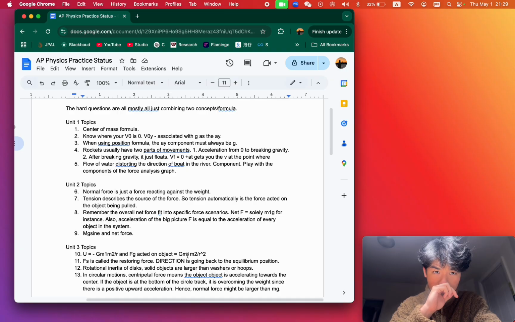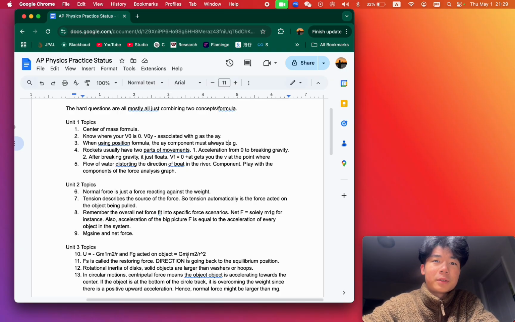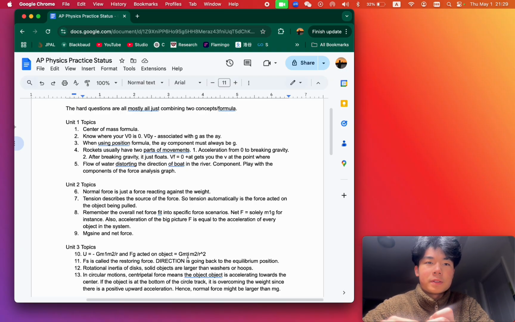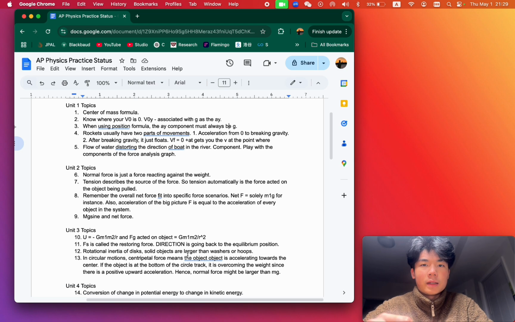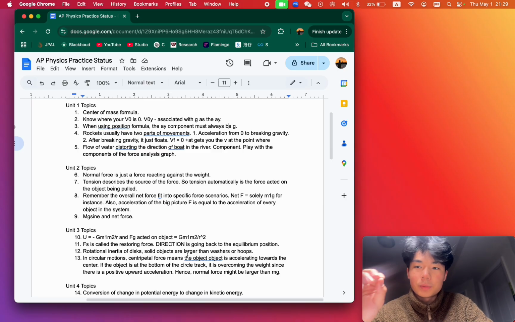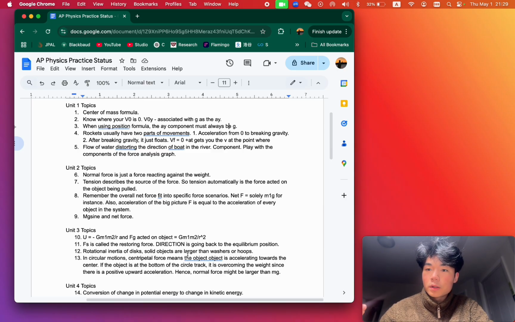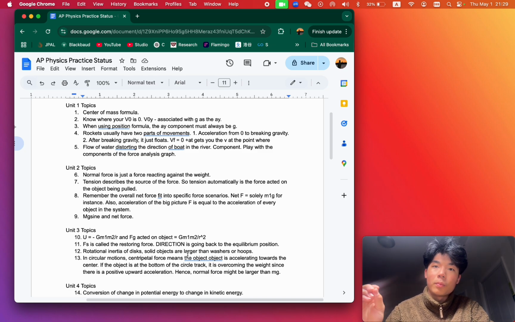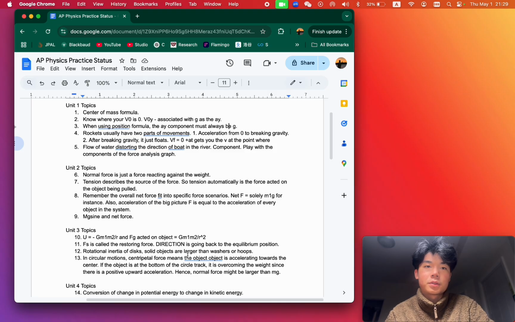meters per second squared. Okay, and then the fourth one is that rockets usually have two parts of movement. This is very important because you want to know it accelerates from 0 until breaking gravity, and then the second phase uses the velocity from the instant of breaking gravity. It doesn't have any more vertical acceleration, it doesn't have any more negative 9.81. The velocity will stay the same as at the moment of breaking gravity. So yeah, that was very interesting.